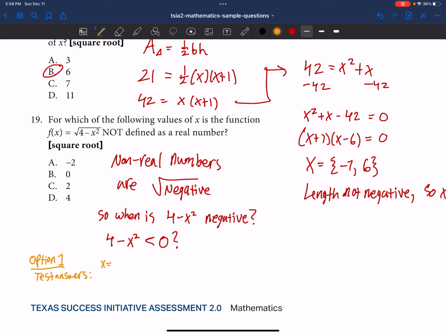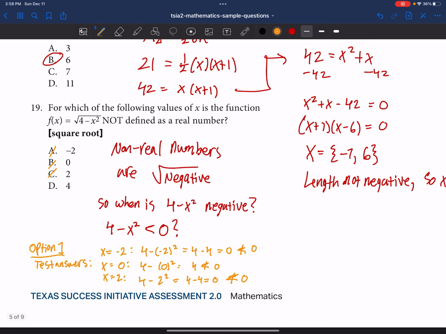So if x equals -2, this is answer choice A, then 4 minus -2 squared, that's 4 minus 4, that equals 0, which is not less than 0. So it's not A. If x equals 0, then it's 4 minus 0 squared, which equals 4, which is not less than 0. So it's not B. If I say x equals 2, then it's 4 minus 2 squared, which equals, again, 4 minus 4, which equals 0, which is not less than 0.